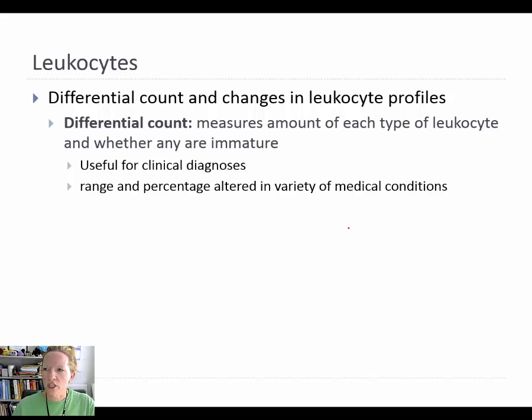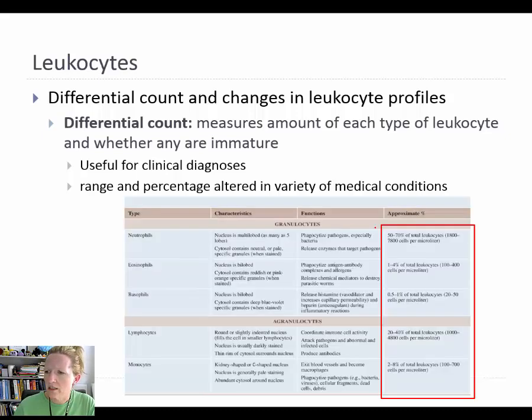The way that doctors can use the amount and the different kinds of white blood cells that you have for clinical diagnoses is by doing something called a differential count, or a differential white blood cell count. What this does is give you a range or percentage of all the different white blood cells in your blood. And it can give them an idea of what might be going on in the body.